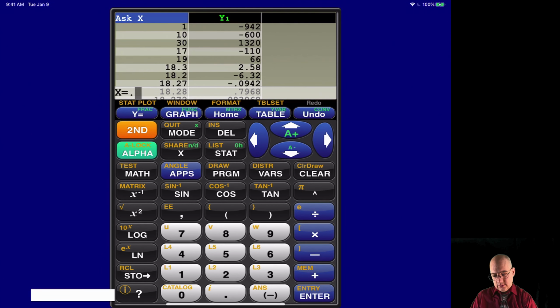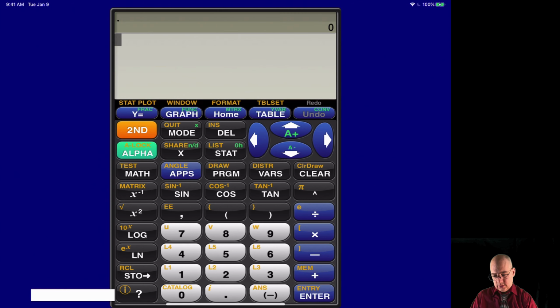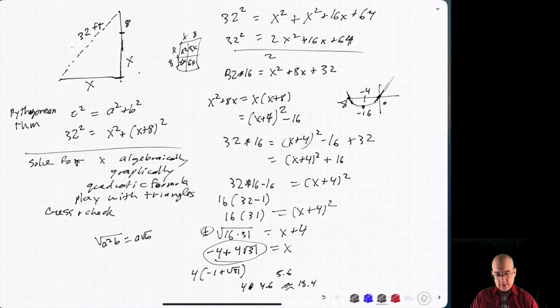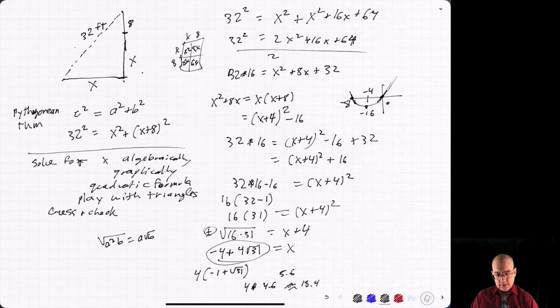And how do I go home? I do second, quit. Clear. What did I just say it was? It's 4 times minus 1 plus the square root of 31. 18.27105745. So approximately 18.271.